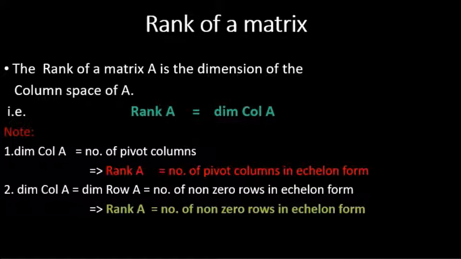So though by definition we say that rank A is dimension column A, we can even consider that rank A is equal to number of pivot columns in echelon form of A as well as number of non-zero rows in echelon form of A.